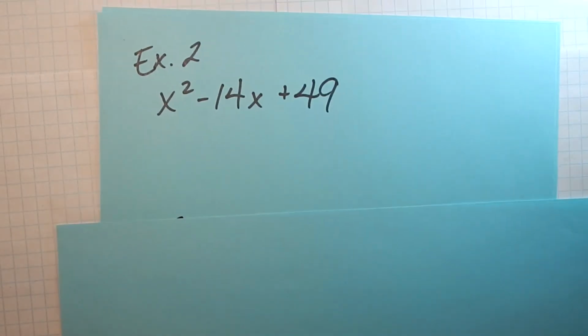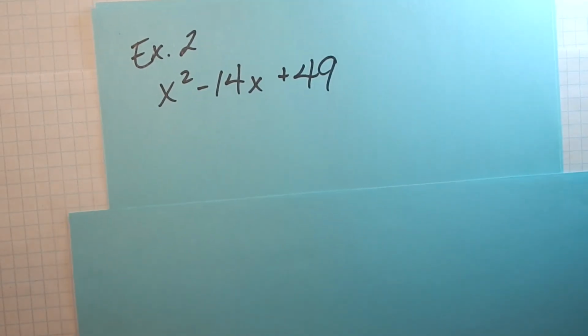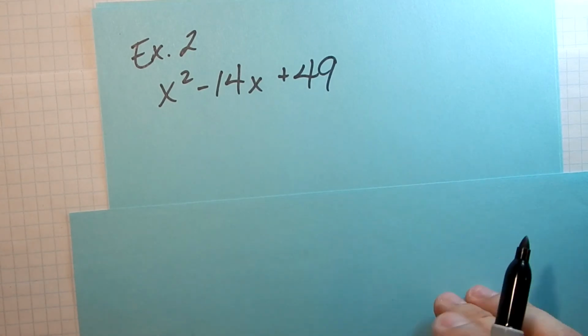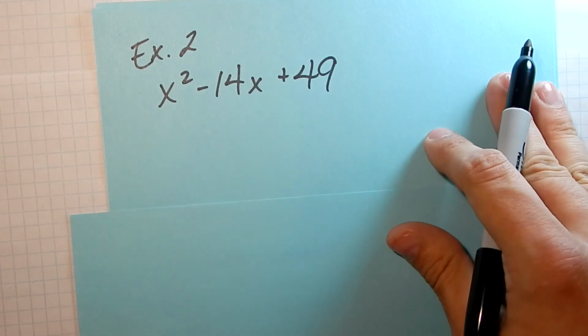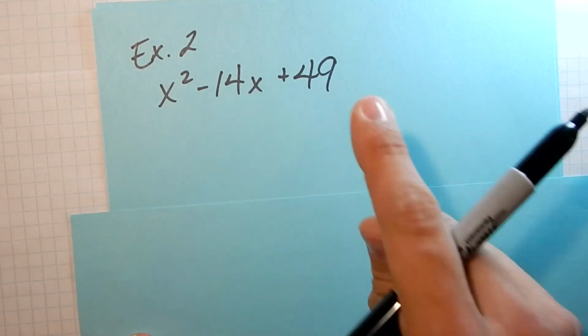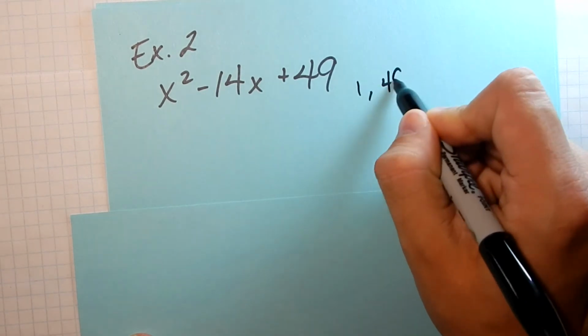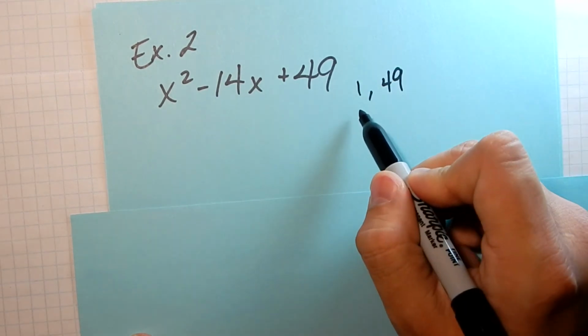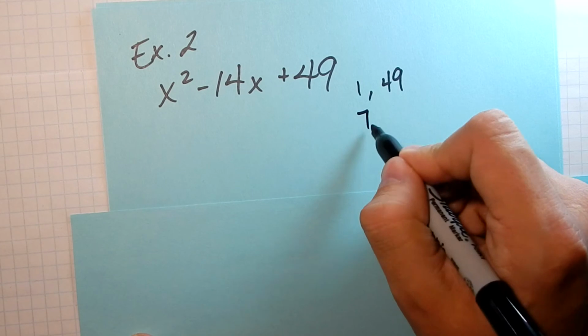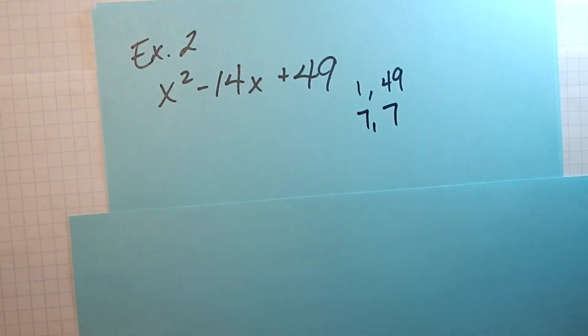Okay, so this one, we have x squared minus 14x plus 49. Now, as we're looking at this, 49 is a nice number because it doesn't have a whole lot of factors. 1 and 49. And 2, 3, 4, 5, looks like 7 and 7. Those are the only ones I can think of.